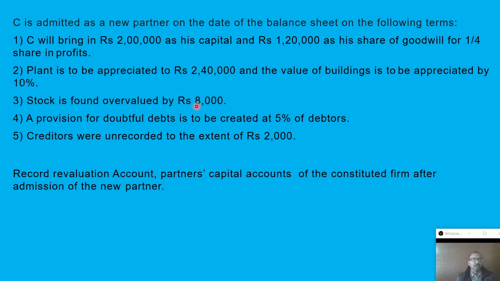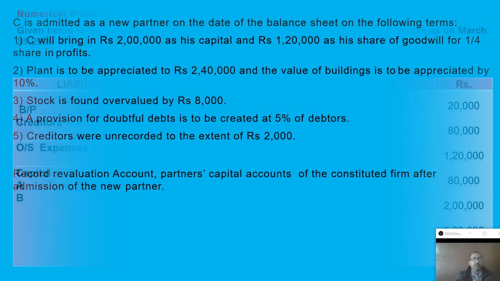On the balance sheet, the stock value shown was not correct. It was overvalued by rupees 8,000. So to make this a correct figure, we have to decrease it. Ultimately, the asset value decreases. Therefore, revaluation account debit to stock account.